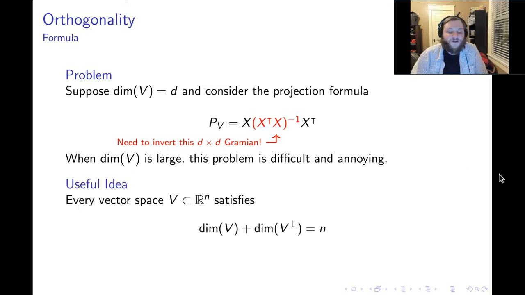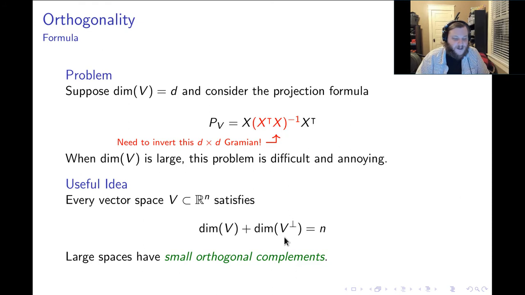So here's a useful idea. Remember, if we find the orthogonal complement of our space, the rank-nullity theorem tells us that the dimension of our space plus the dimension of the orthogonal complement equals the dimension of the ambient space, n. So if the dimension of V is really large, that means the orthogonal complement has a dimension that's really small. So large spaces have small orthogonal complements.